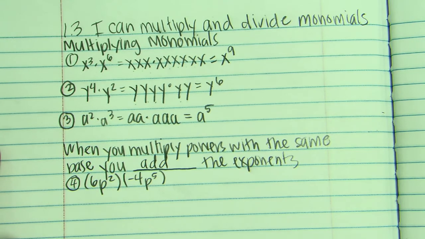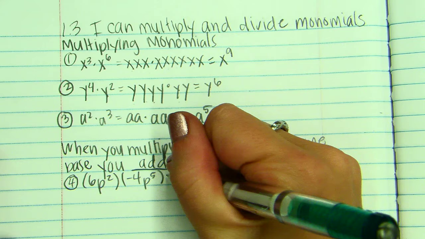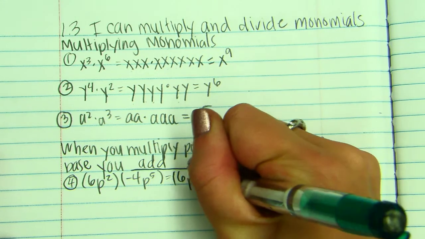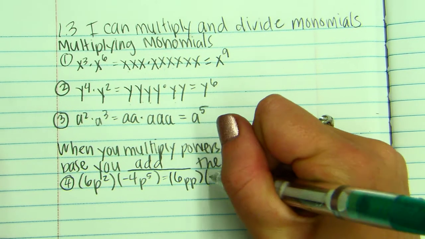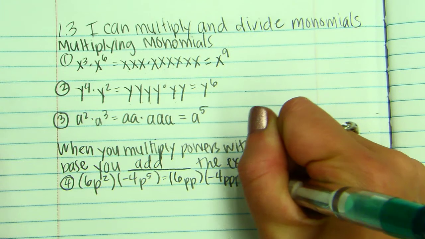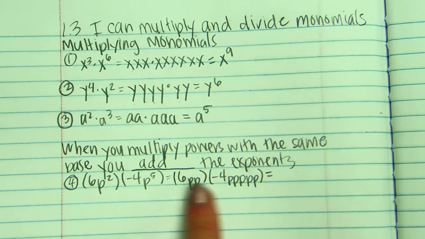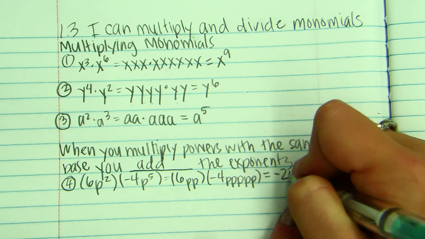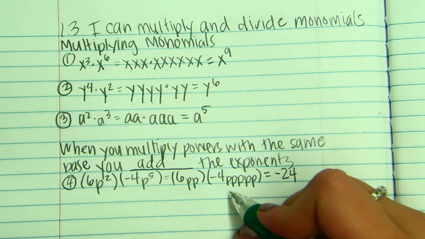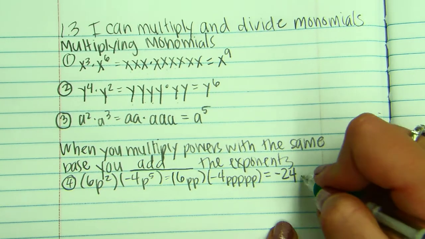So for example 4, I'm going to put 6p to the 2nd times negative 4p to the 5th. And remember, we're really multiplying. The shortcut is adding. So this means 6 times p times p, times negative 4 times p times p times p times p times p. So if I simplify this, 6 times negative 4 is negative 24. And then I have 1, 2, 3, 4, 5, 6, 7 factors of p.